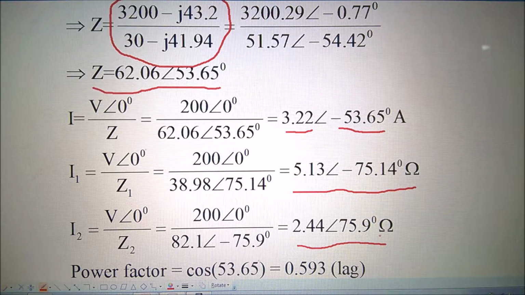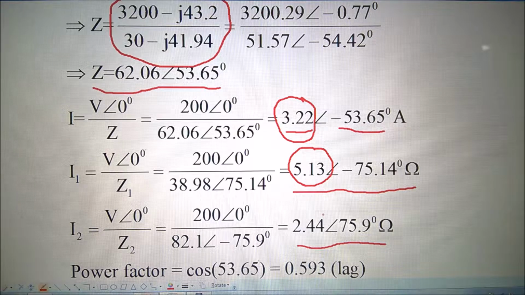But one thing I mention is that there is a very big difference with the DC circuit: you can see the magnitude of I is 3.22, but I1 is more than that. That is why I wanted to show it in the vector diagram. It will be clarified in the vector diagram. Therefore I is not the algebraic summation, it is a vector summation.